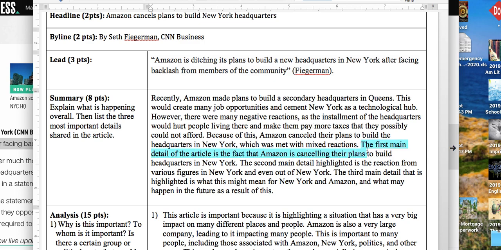The first main detail: Amazon is canceling plans. Second main detail, and be very literal about this. Go ahead, say the first main detail. Go ahead, say the second main detail, the third main detail. Be very, very clear.